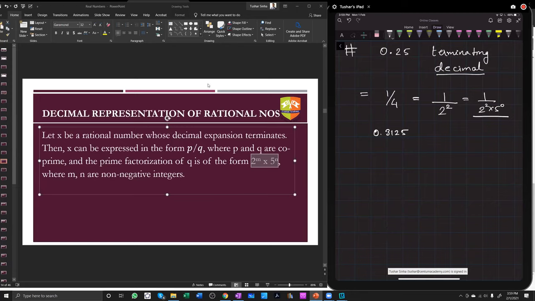What is the response? What is the answer for this? 0.3125. Please convert it into P by Q form. So Sharduli is saying 25 by 8. How come? 25 by 8, 0.3125, Sharduli. 5 upon 16. Do it and tell me, all of you. Is it 5 upon 16? Is it?